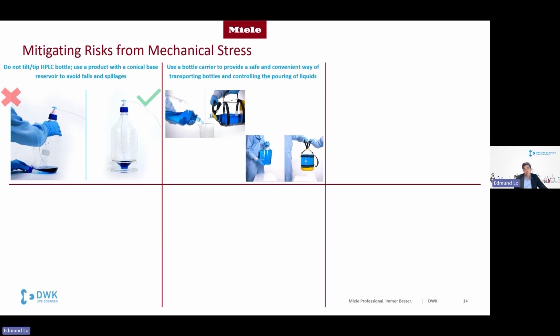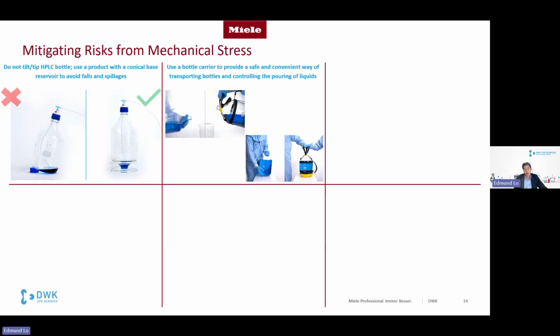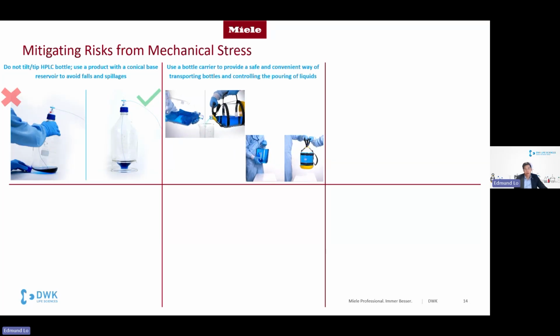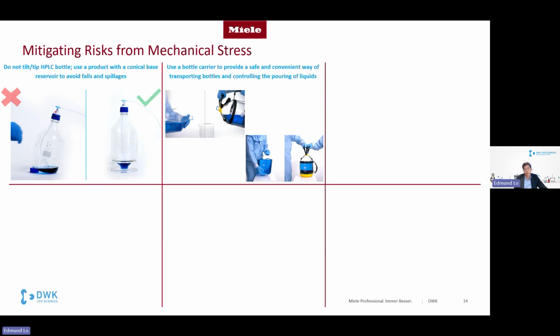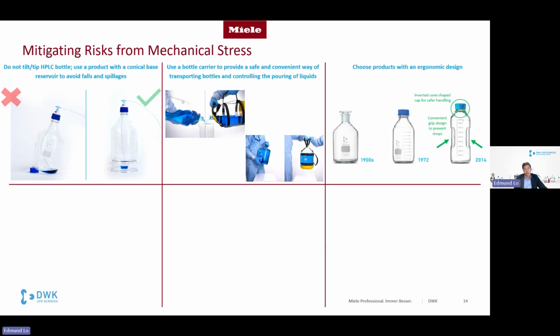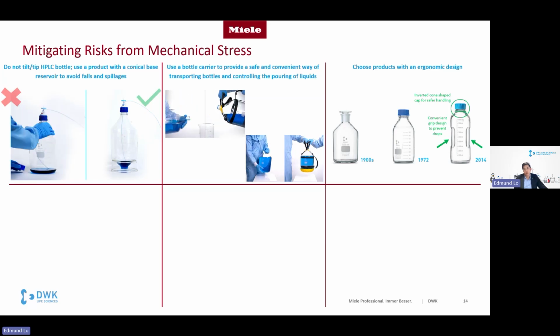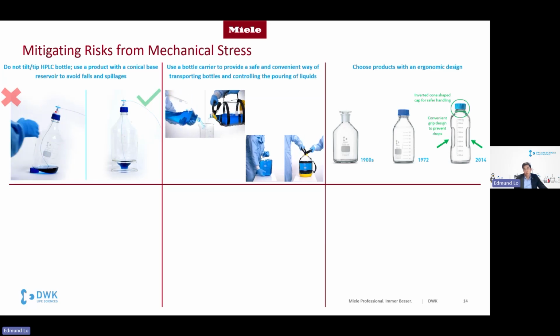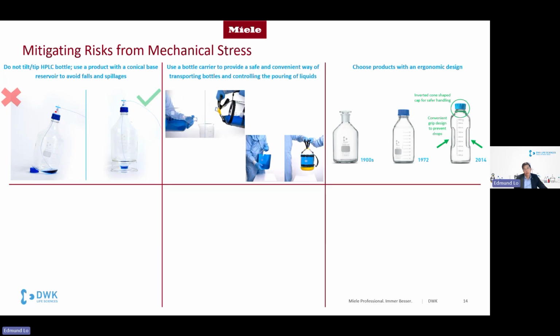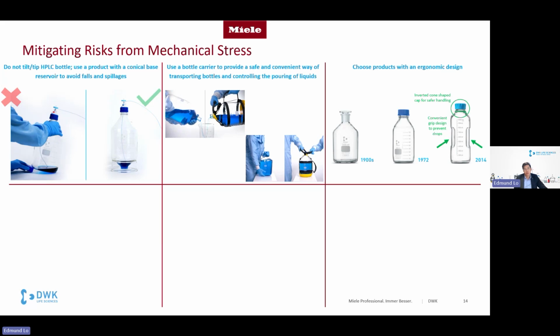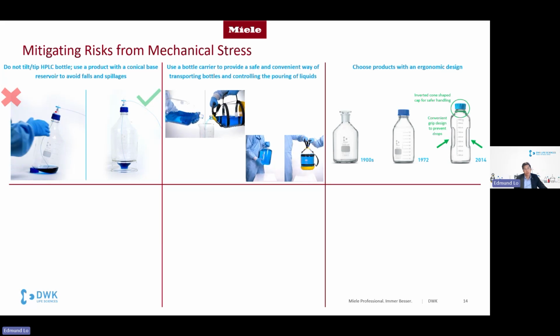When carrying heavy bottles from one location to another, the user should use a bottle carrier. This is actually a mandatory practice in many laboratories and enforced by health and safety managers in many laboratories in the field. Choose products with an ergonomic design. Ergonomics is now a massive buzzword and is considered to be a mega trend within the laboratory and pharma subsegment. And we always try to develop new products to help the safety and user friendliness of products.